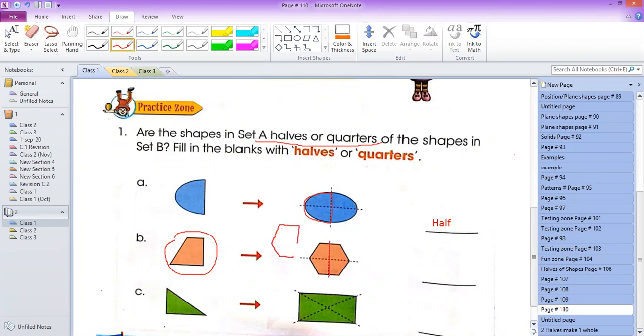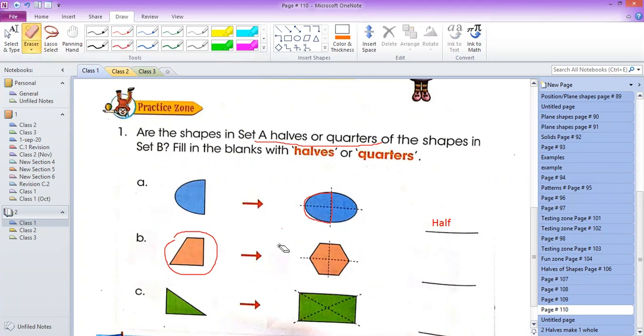It should be like this. This is one half, okay? Or vertically, if you divide, it should be like this. And if you divide it horizontally, it should be like this or this, but it is not like this.